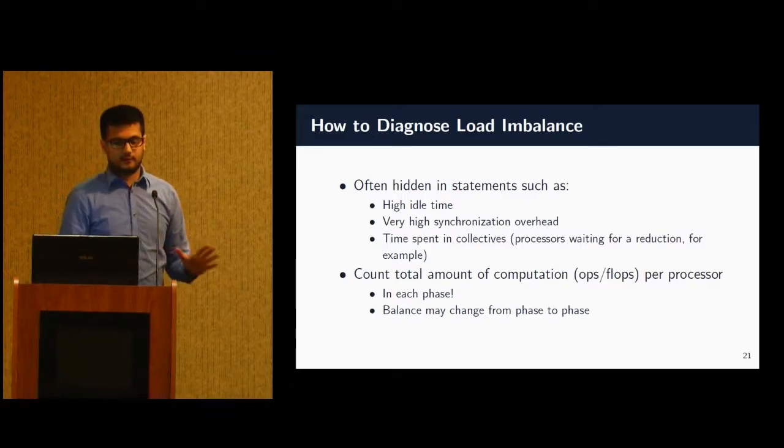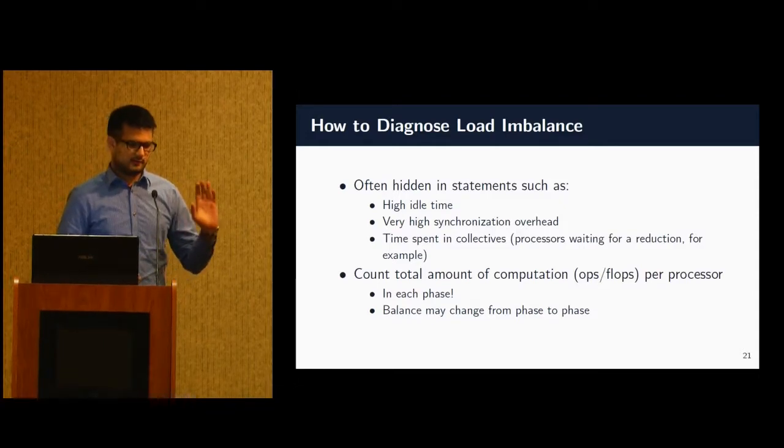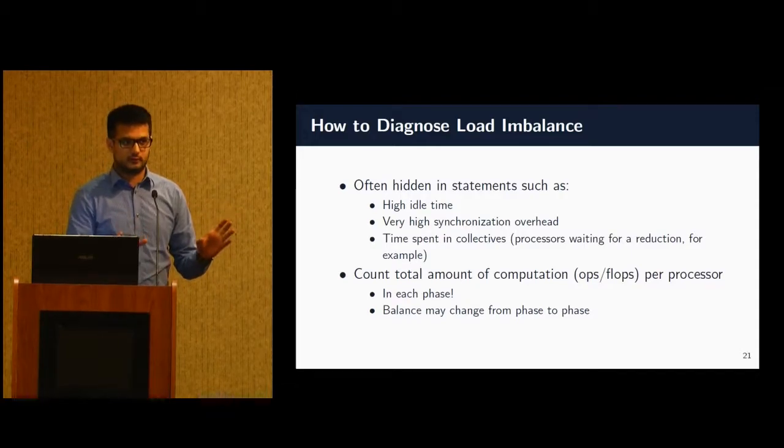Another thing you can do is just count the total amount of computation in every phase. If you saw Tom Quinn's talk from a couple days ago, he has an SPH and gravity phase in his application, and the load in each one is very different. So in ChaNGa, we actually do load balancing between these phases to try to figure out different distributions to make those each go faster. So you have to make sure you count every phase and keep track of the balance when it changes from phase to phase.